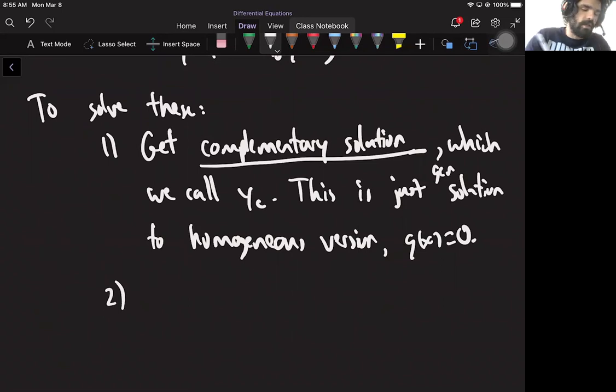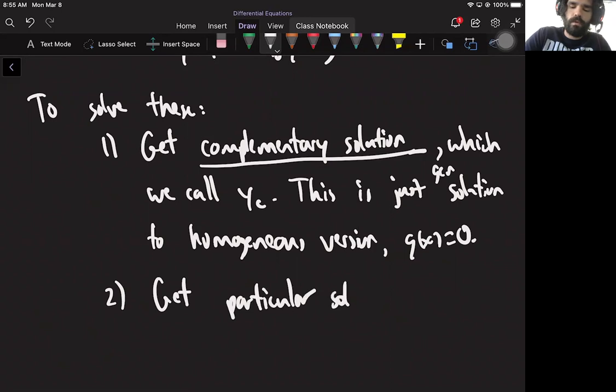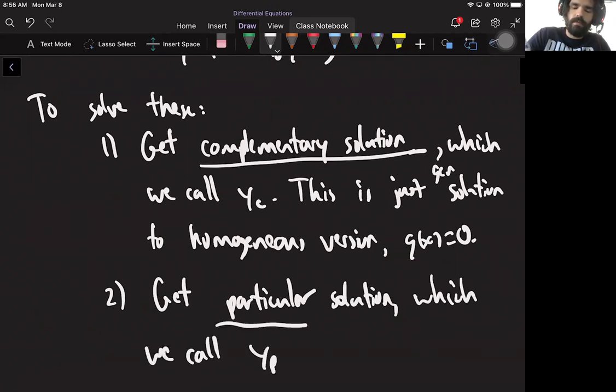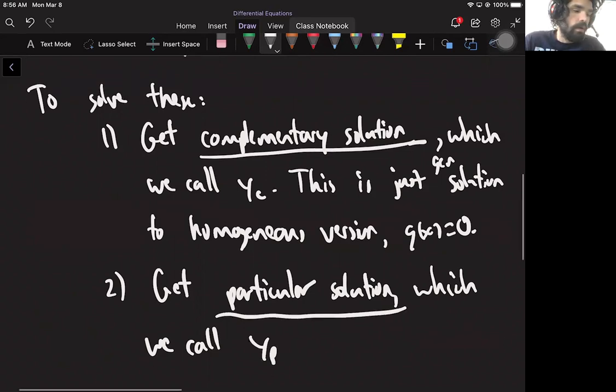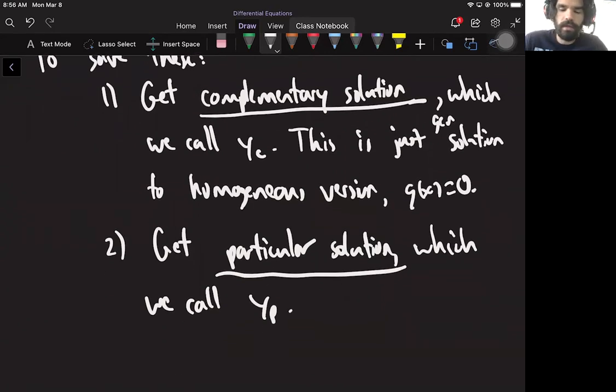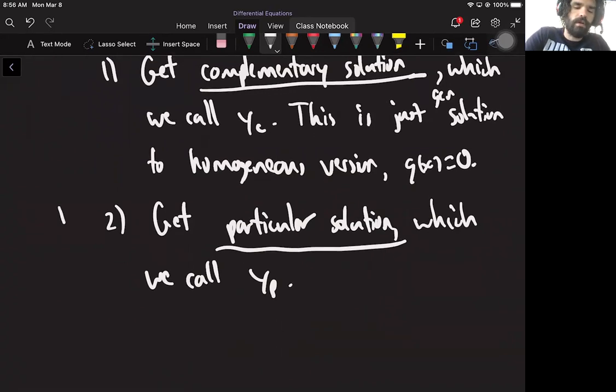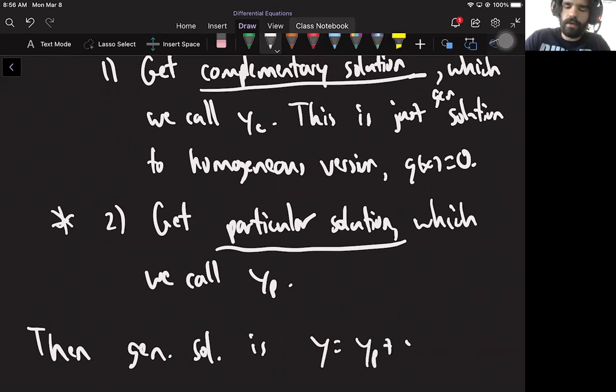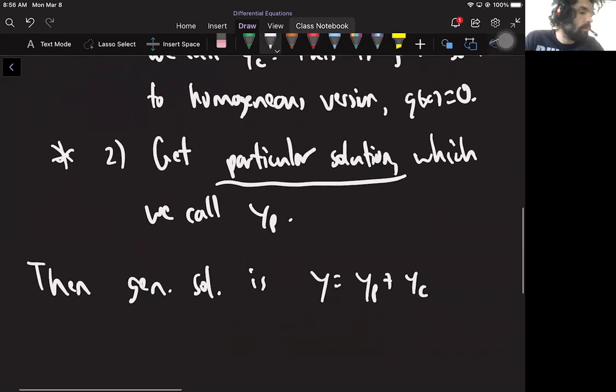So next, we also need to get something called a particular solution. And that we call y subscript p. And that's basically what we learn how to do today. That's what uses the method of undetermined coefficients. That's what will solve this. We'll get this piece for us. And then the general solution to the differential equation is yp plus yc. That'll be the end of these problems.